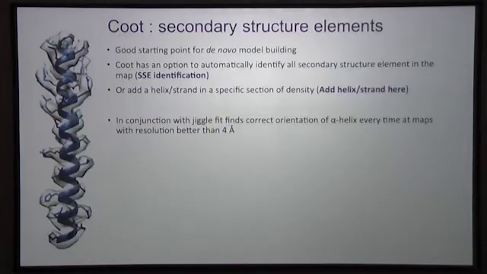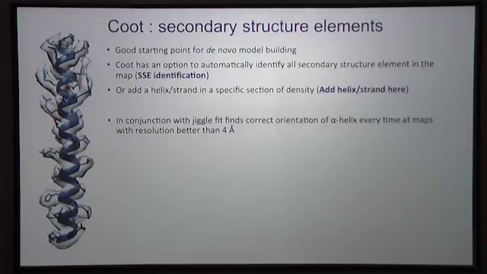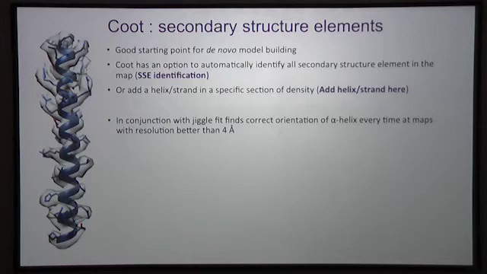But if you haven't got a domain or some kind of model to fit in there, by far the best way of starting de novo model building is to place secondary structure elements in the same way that we saw Resolve working. And helices especially are very well defined in the density, and placing helices in COOT in conjunction with JiggleFit can find the correct orientation of helices almost 100% of the time. So this gives you not only a starting place to build your model, but it also tells you the orientation of the chain that you want to build. And in COOT, you can either add a helix in a particular bit of density, or there's an automated method just to populate the entire map with helices and strands. But helix identification does work the best.